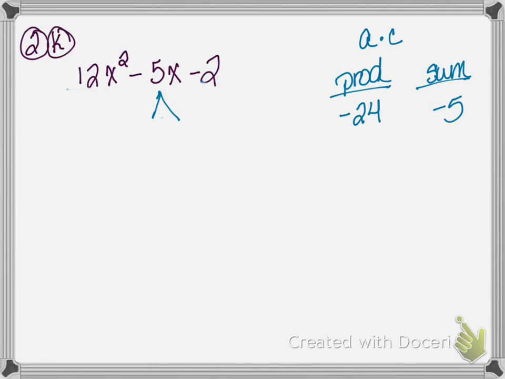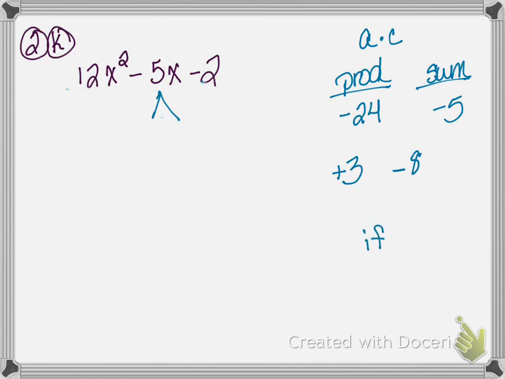Remember that because our product is negative, we're going to have 1 positive number and 1 negative number. That's when our product is negative. Our sum is negative means that the larger absolute value of the two numbers is going to be negative. So the numbers that multiply together that give you 24 are 8 and 3. Our 8 has to be the negative one because our sum is negative. And when we add negative 8 and positive 3 together, we get negative 5.